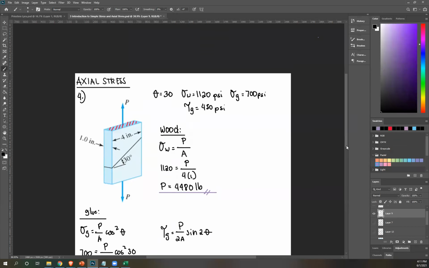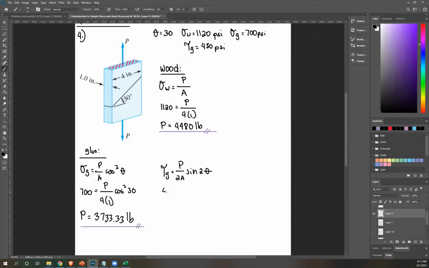Plug in our values. Tau is 450 psi still, so no problem with our units. P over 2 times area, again capital A is the cross-sectional area of your object, so that's still 4 times 1. And then sine 2 theta, where theta is 30. So sine of 60. Please solve what's P.